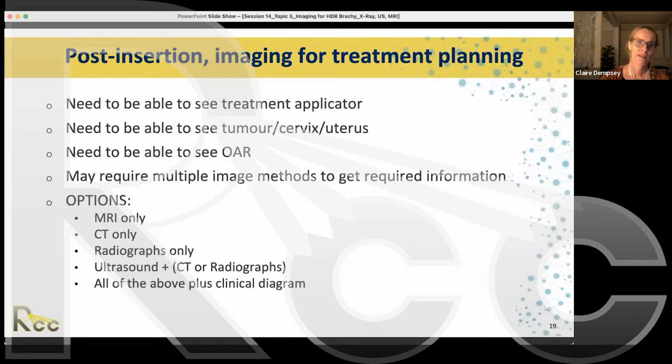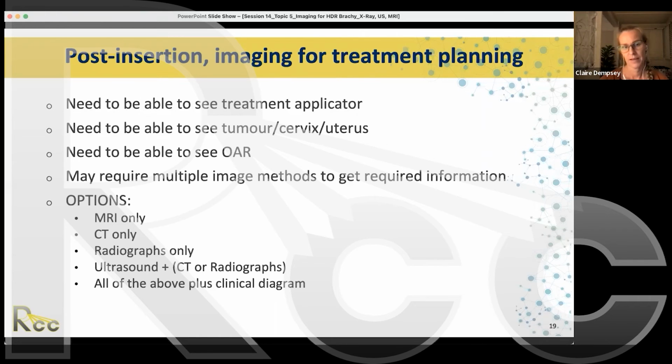Radiographs only, well, you can see the treatment applicator. You can use the radiographs to create your organ at risk dose points. So you can have your bladder dose and your vaginal rectal dose and your point A doses for prescribing, but you really can't see the organs at risk, and you really can't see the tumor or the cervix or the uterus. So it's an option. It's not the best option.